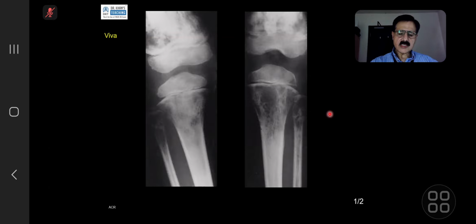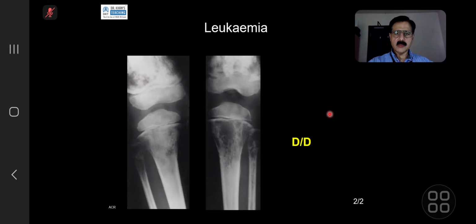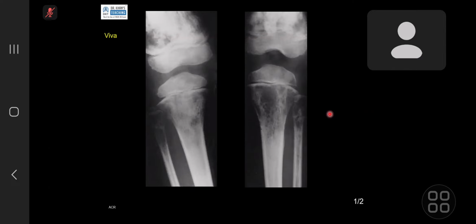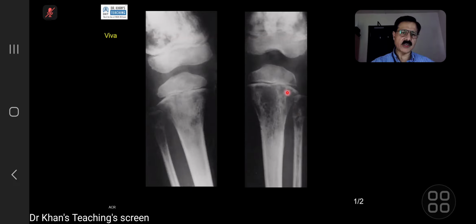Now, this is a case of leukemia. If you see the findings, look at the metaphysis. This metaphysis is abnormal, this is abnormal, this is abnormal, this is abnormal. So there is a metaphyseal abnormality. Then see the pattern of the abnormality. It is a very moth-eaten type of appearance. It is a very aggressive looking appearance.